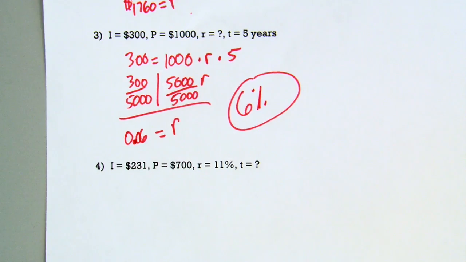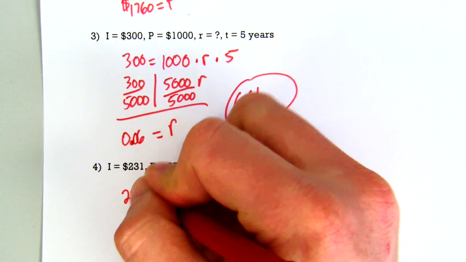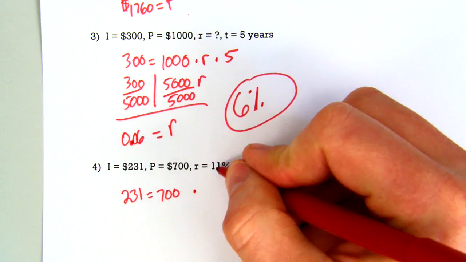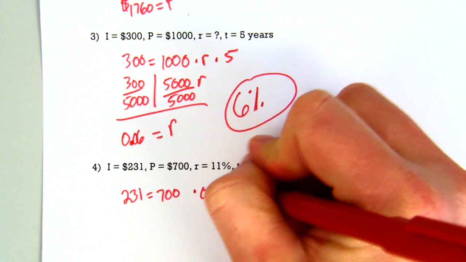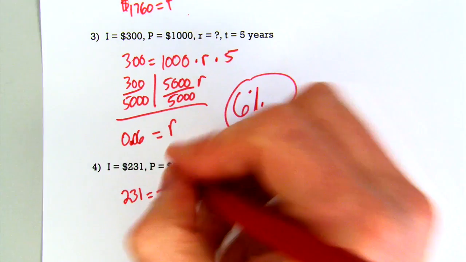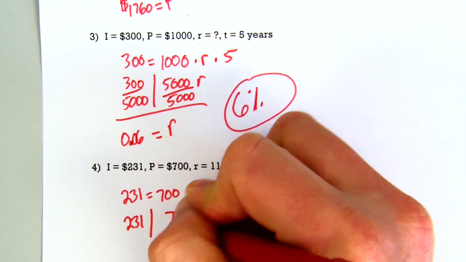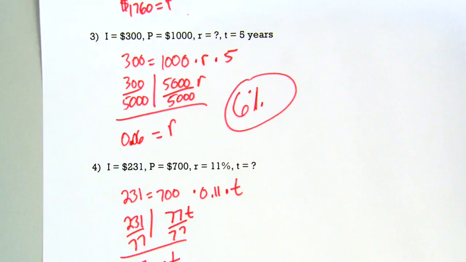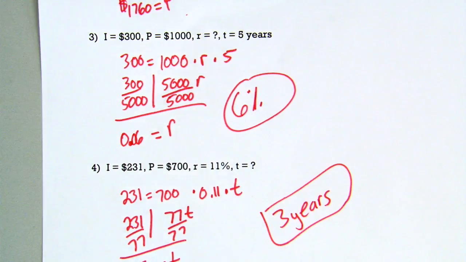Number 4, this time I'm missing the amount of time. It's still the same formula: interest is equal to principal times the rate, and 11% is 0.11, times my time. 700 times 0.11 is 77, so 231 equals 77t. Divide by 77 on both sides, and I get t equals 3, which means 3 years.